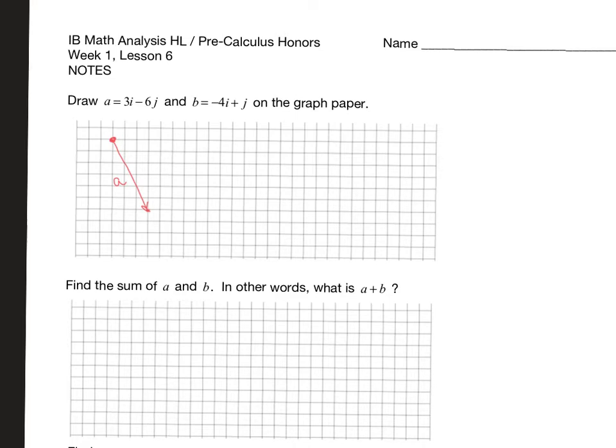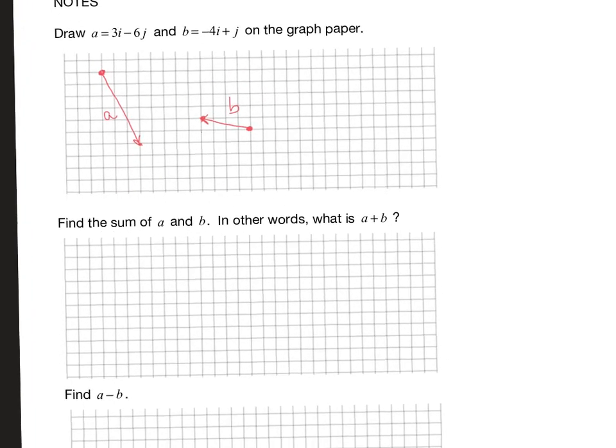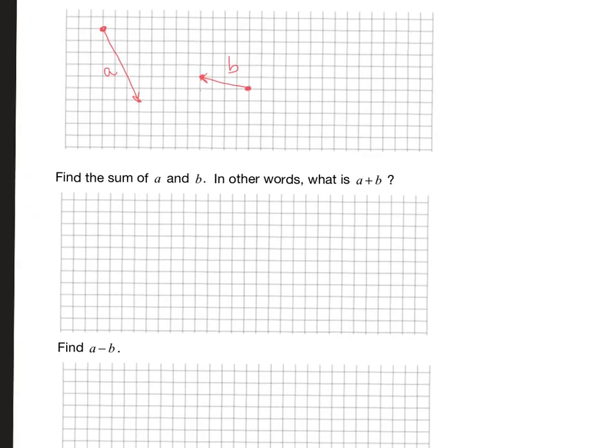Vector B, let's see, I'll start it here. And it goes left 1, 2, 3, 4, and up 1. Vector B. Okay, so now that I know what A and B look like, let us show what the sum of A and B looks like. In other words, it's asking us to add A and B.